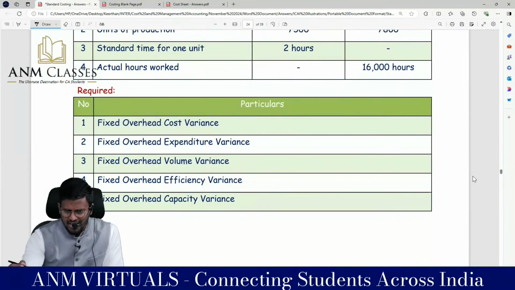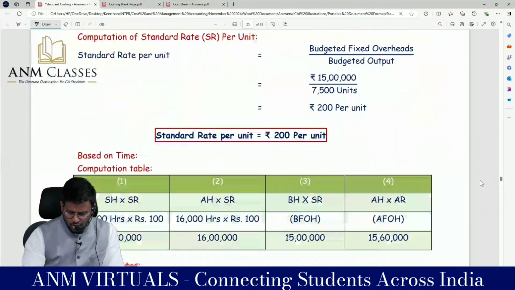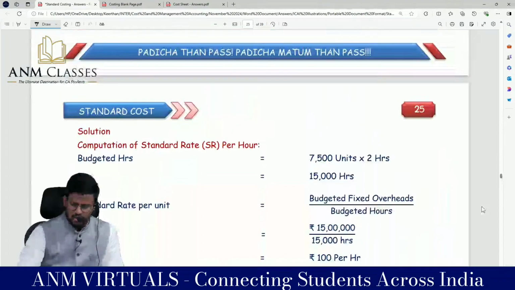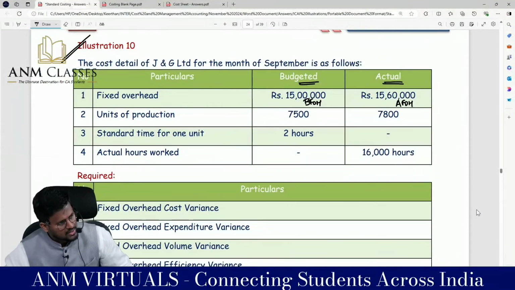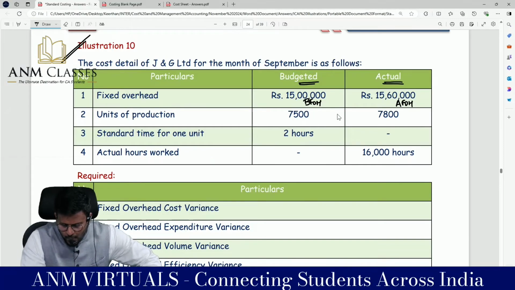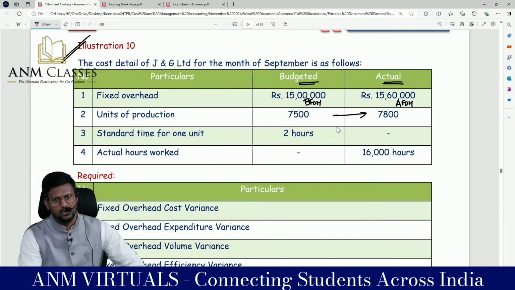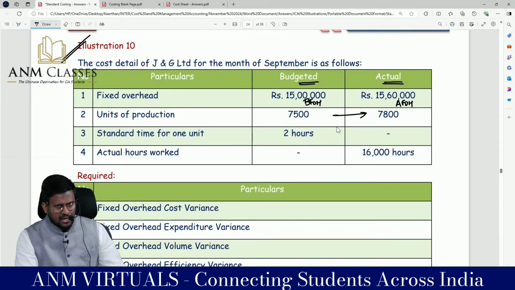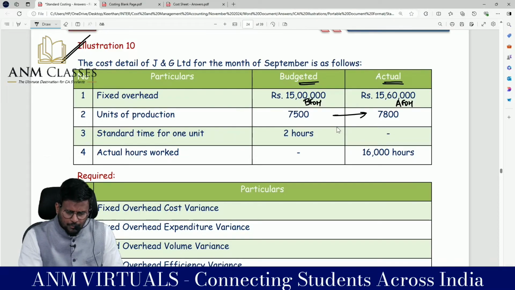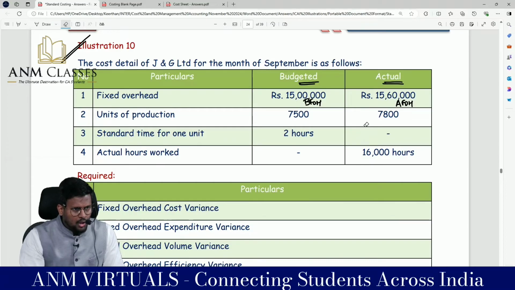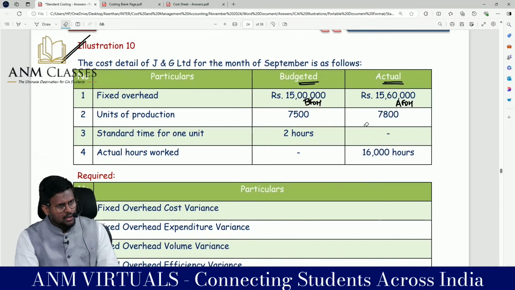So you check the answer. Fixed overhead expenditure variance is 60,000 adverse. While reading the question itself, I am doing the answer. Units of production budgeted 7,500 units, actually produced 7,800 units. That means there is a volume variance. The actual number of units is more, by 300 units, so the volume variance should be favorable.